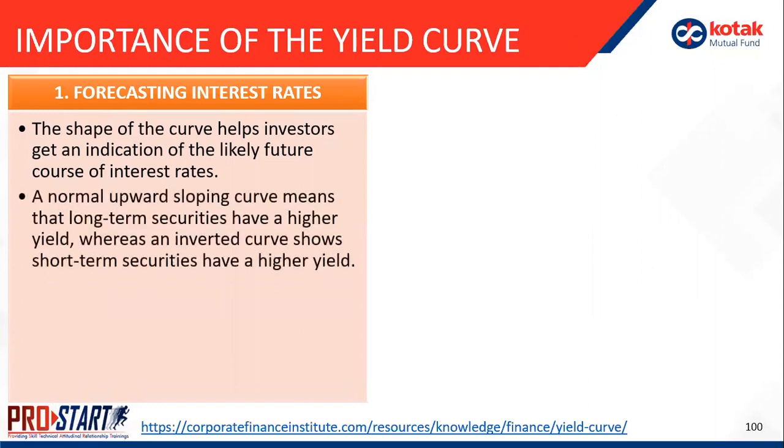A normal upward slope means that long-term securities have a higher yield, whereas an inverted curve shows that short-term securities have a higher yield.